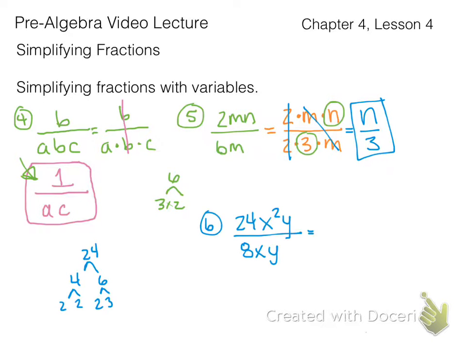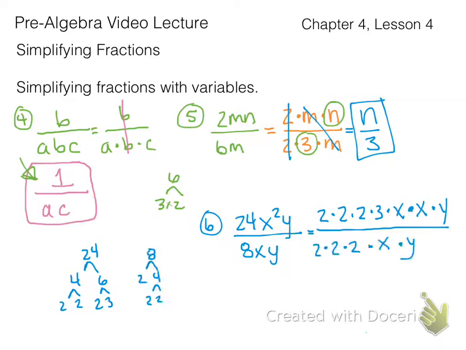Okay, last problem is 24x to the second times y over 8xy. So we're going to do the prime factorization for 24, which is 2 times 2 times 2 times 3, and the prime factorization for 8, which is 2 times 2 times 2, and we're going to write them all out, and this is called expanded form, when I take something that has exponents and write it out with the actual number of bases that I have. So since I have x to the second, it's really like having 2 x's, okay? And then I'm going to cancel out, again, everything that's on the top and the bottom.